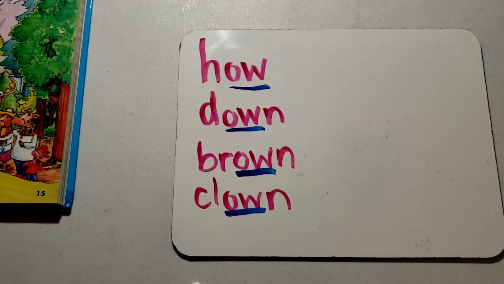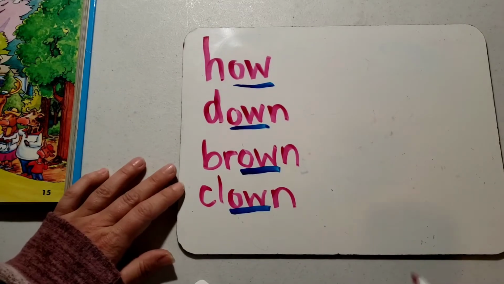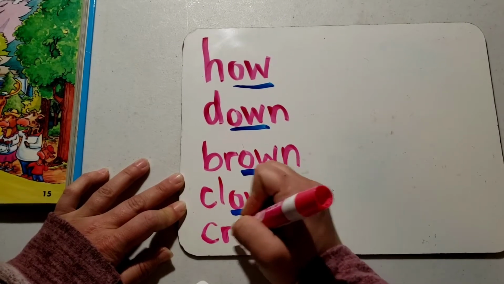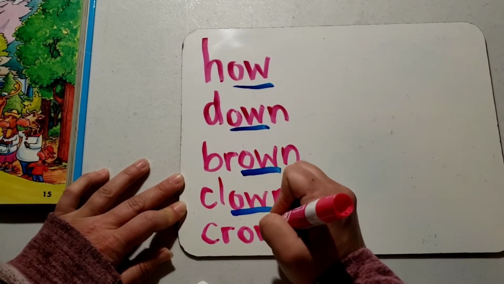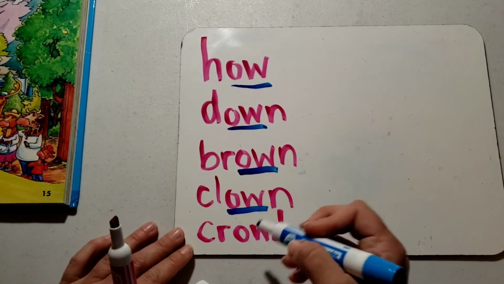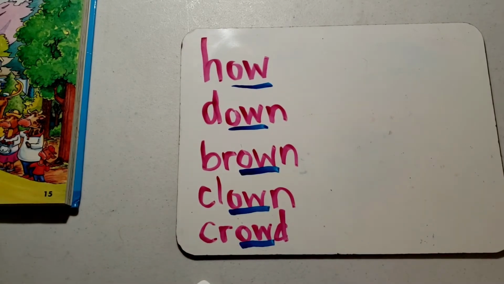And then we have the word crowd. Crowd. The crowd gathered to see the parade. Cr, ow, d. Crowd. Right? So you notice that all of these have the O-W saying the ow sound.